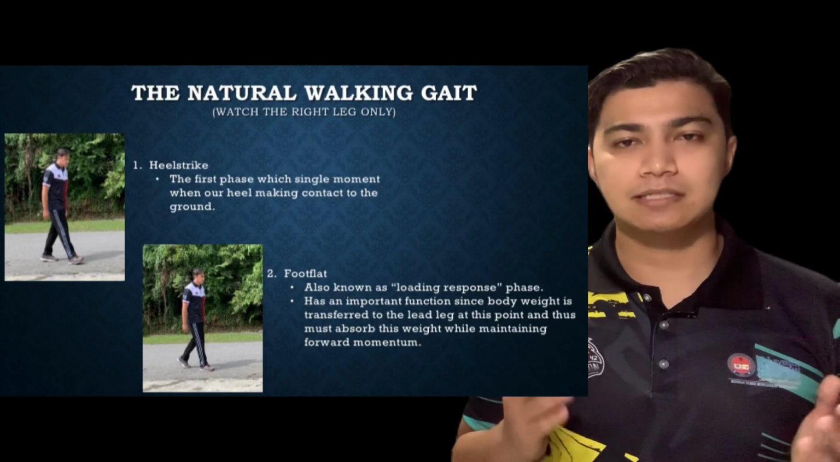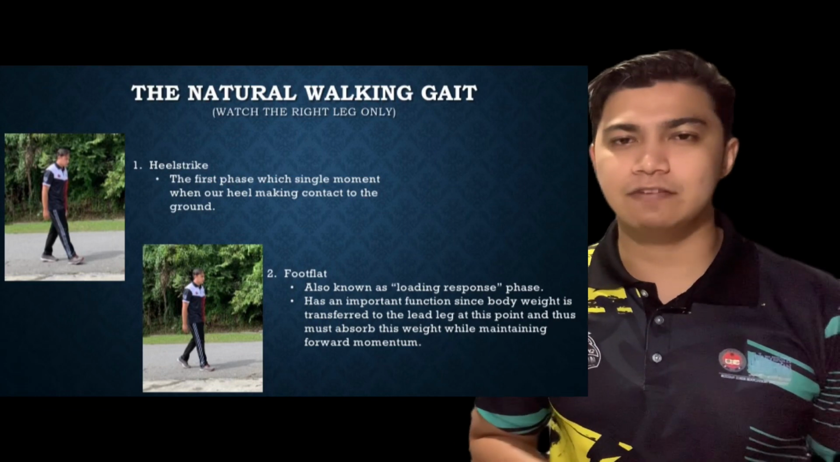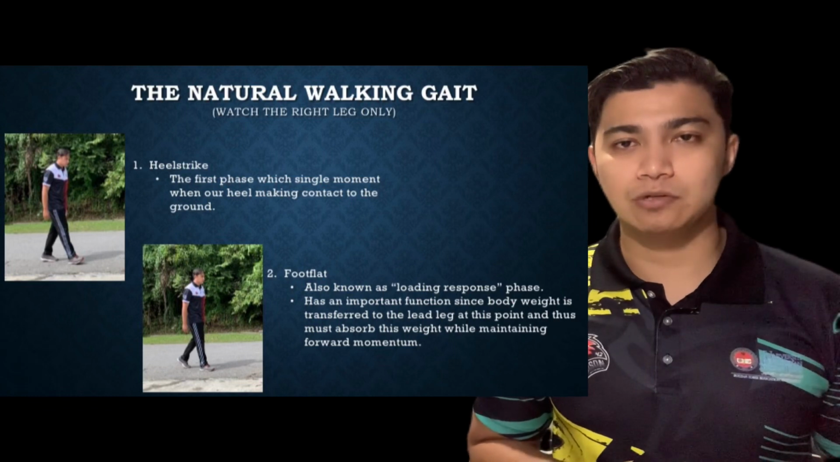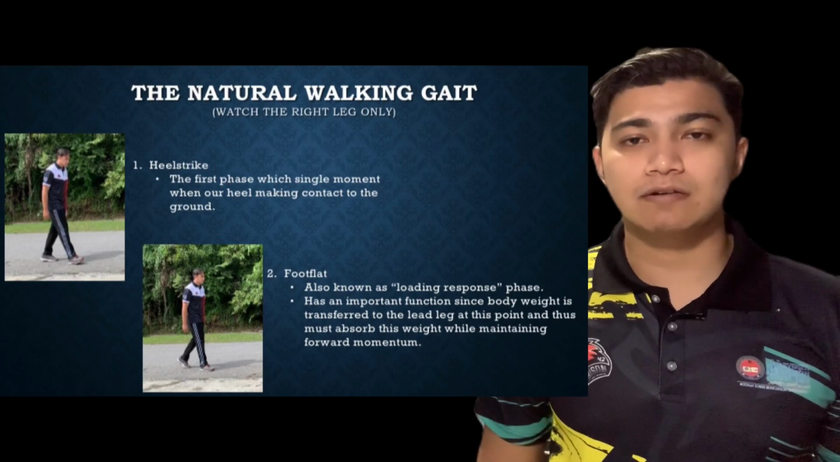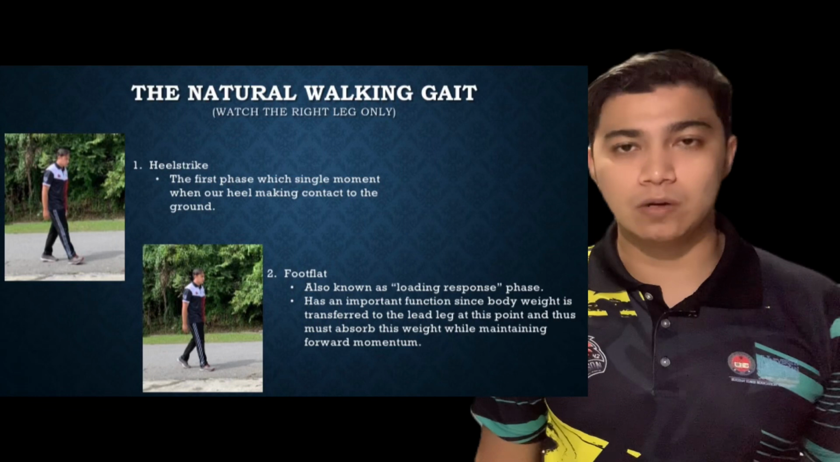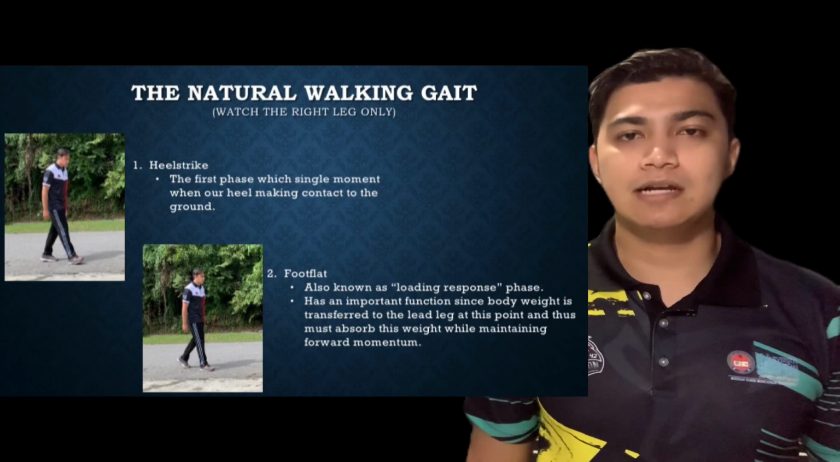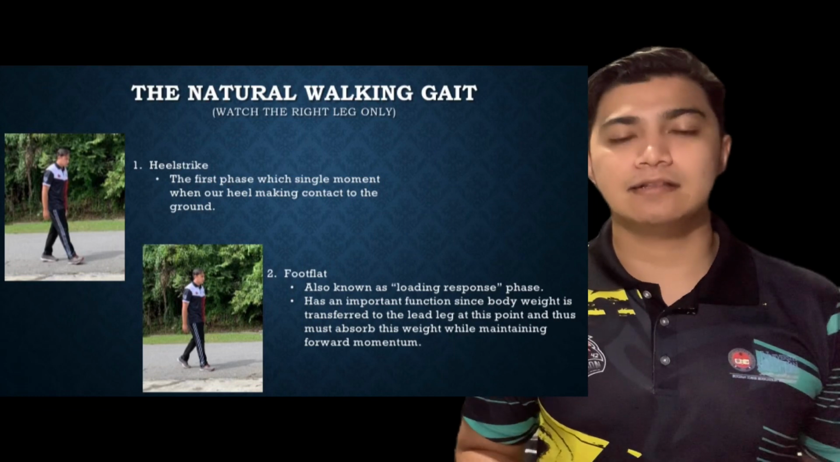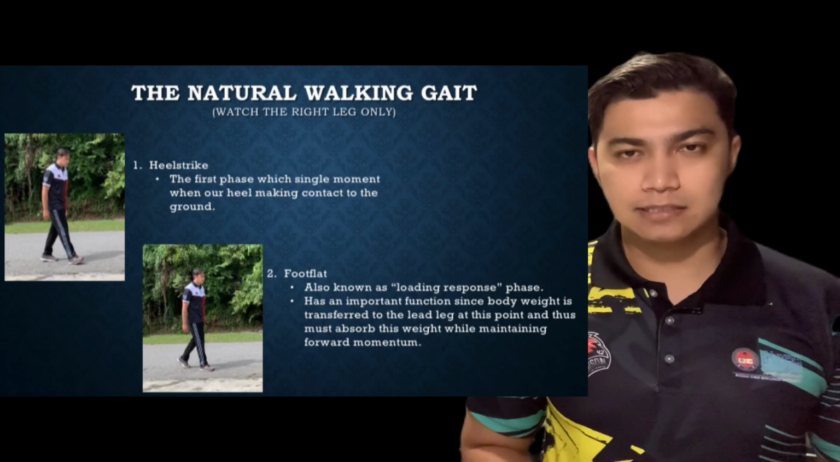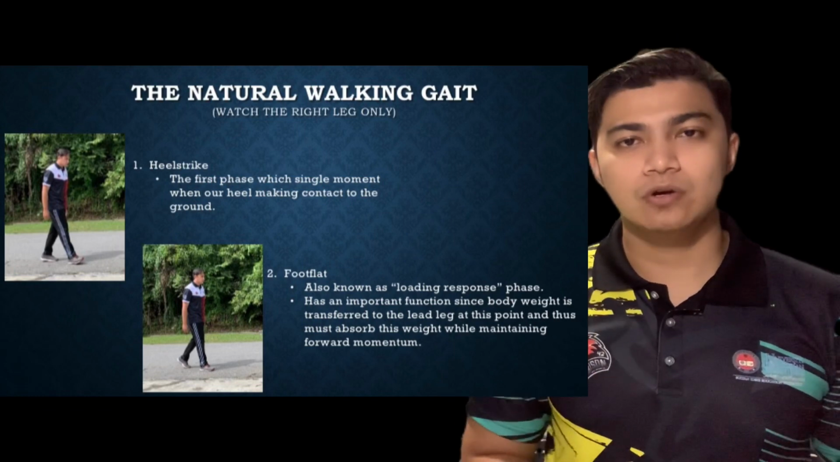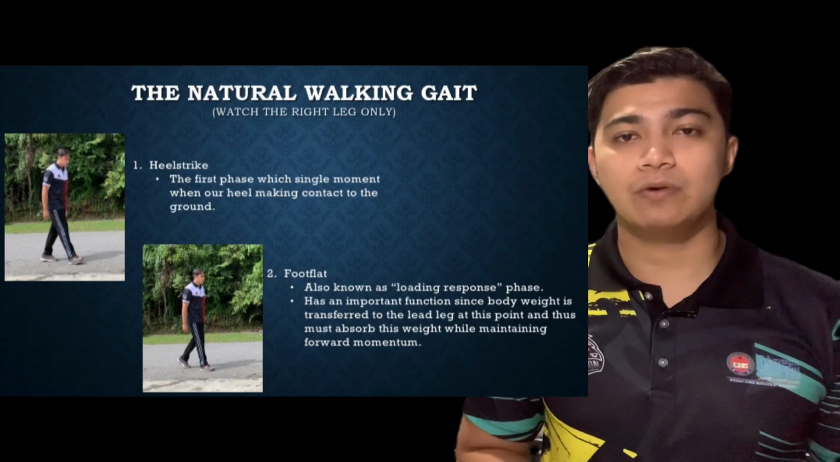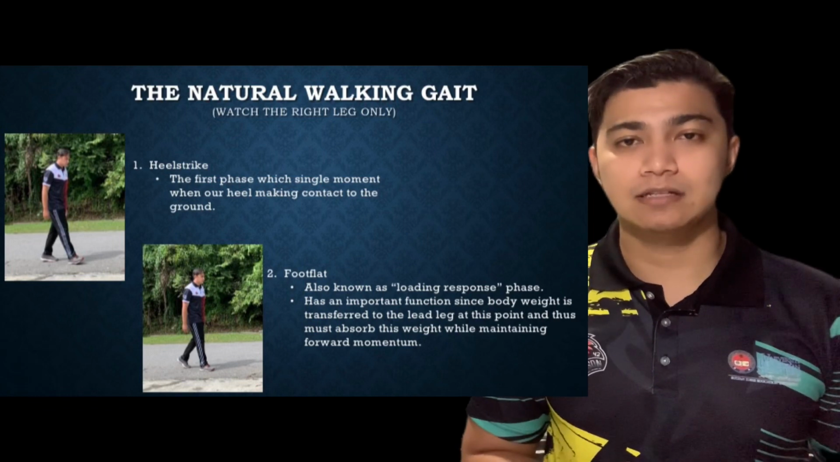Next, the muscle activation involved in this phase is the gluteus maximus, which acts on the hip to decelerate the forward motion of the lower limb, and the quadriceps femoris that keeps the leg extended at the knee and the thigh. Next is phase number 2, which is foot flat, or we call the loading response phase.